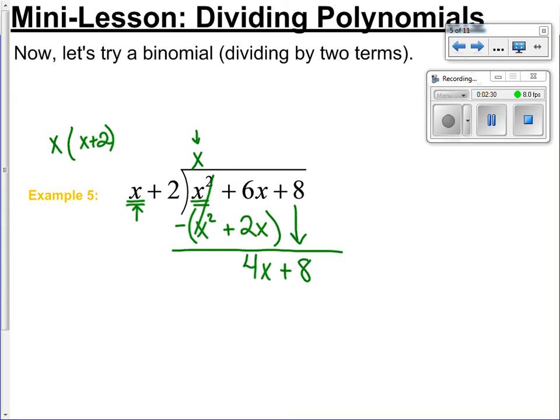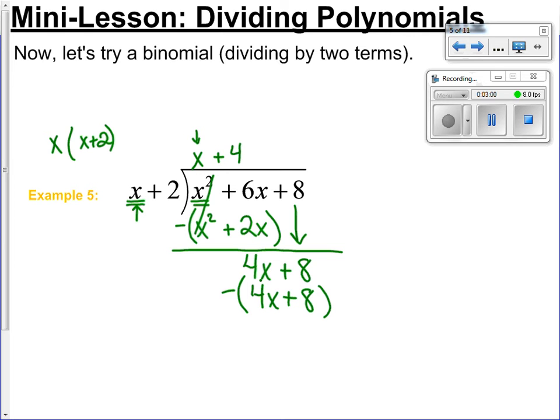So now again, I'm trying to figure out what do I need to multiply x by to get just the 4x. I'm not worried about what comes after that in terms of getting my quotient. So I need to multiply x by a positive 4. So x times 4 will give me 4x. And remember, we have to distribute that. So we also have to do 4 times 2, which gives me a positive 8.